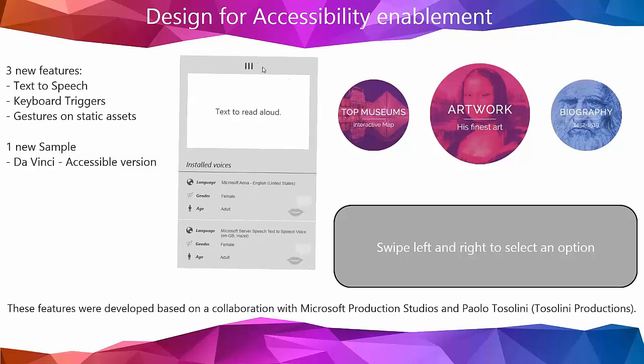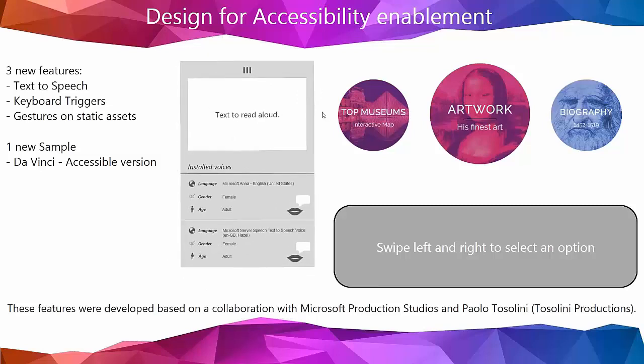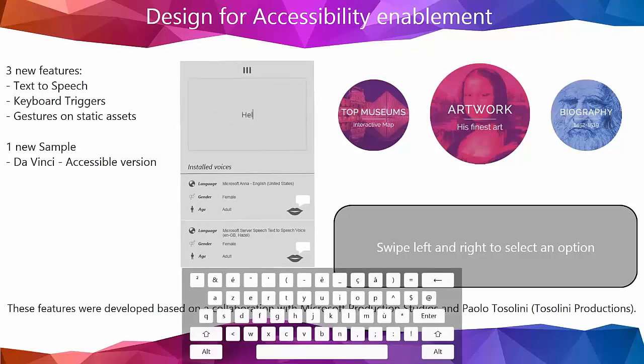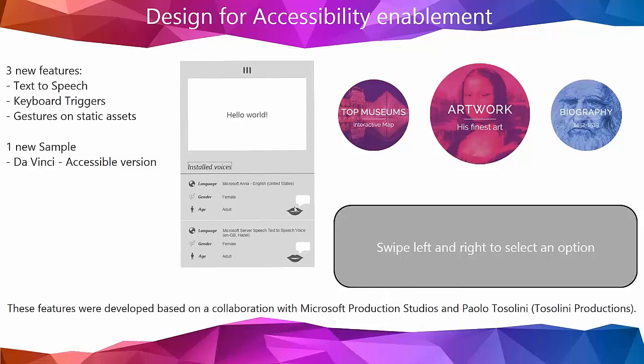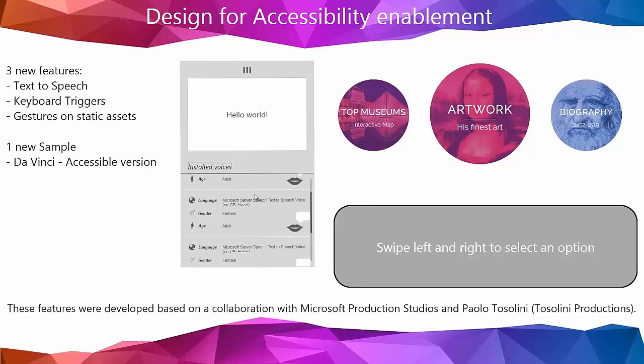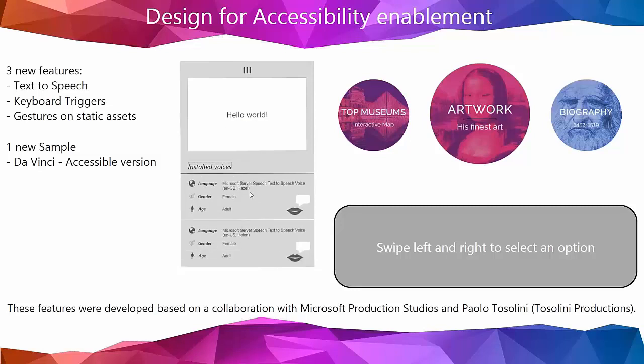So this will be the design accelerator for the text-to-speech. Here you will be able to say hello to type the text you want to read aloud, and then to select the voice. If you have some speakers, you will hear Anna saying hello world. On my machine, I have several English voices installed, so you can select the one you want to use in your experience.